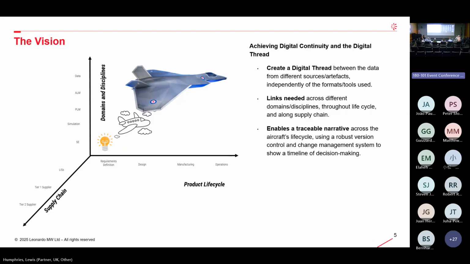To do this, we have a vision of creating a digital thread between the data from various different sources and artifacts in the project in a way that's independent of any of the tools used for the data or the formats that the data was initially created in. To do this, we need to have links between the various different domains and disciplines of the project through each stage of the life cycle of the project and through each level of the supply chain. Doing this will allow us to create a traceable narrative across the entire life cycle of the aircraft, making use of robust version control and change management systems to show a timeline of decision making within it. So at what point specific decisions were made for that project.